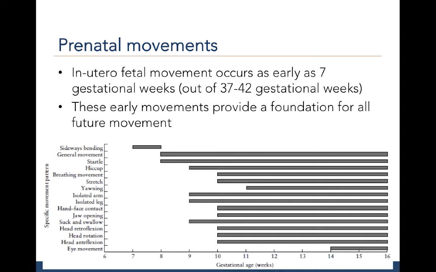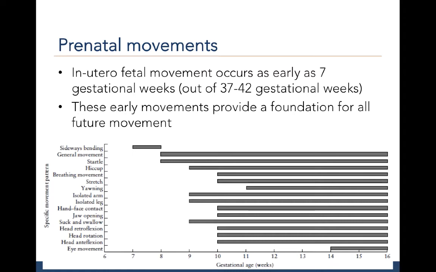Some of these movements are considered spontaneous movements because they do not seem to be elicited by any type of stimulus or intention. However, in addition to spontaneous movements, the fetus also exhibits reflexive movements, which are in response to specific stimuli. The chart below is from a study by Emil Thiessen, who used 2D ultrasound to visualize infant movement. We can see that the first noticeable movement is sideways bending, which happens around 7 gestational weeks. The next type of movement to develop at 8 weeks include what are called general movements and startle movements.